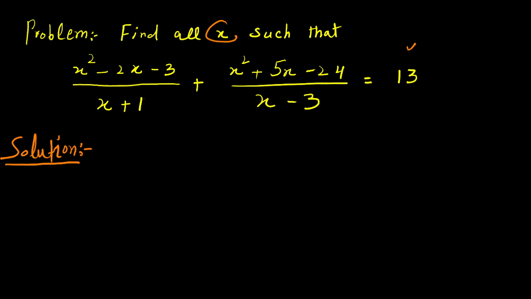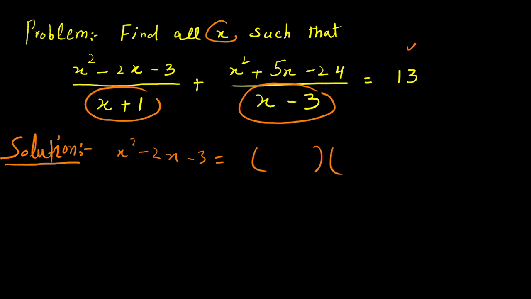You could think of multiplying x plus 1 and x minus 3 on both sides to get rid of fractions, because we don't like fractions. You might think like this. But if you look at another approach, factorization, and see the numerators closely, you can factorize these quadratics, like x square minus 2x minus 3. You have to factorize this quadratic.